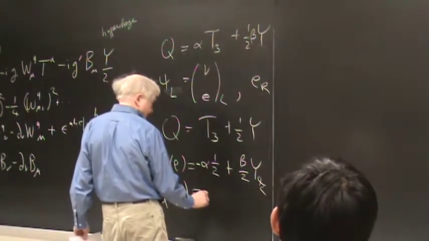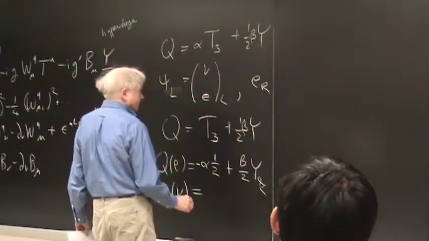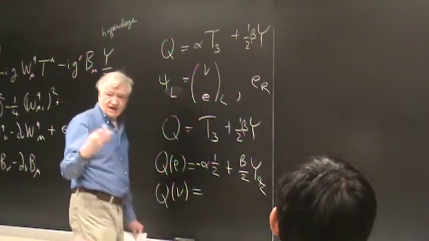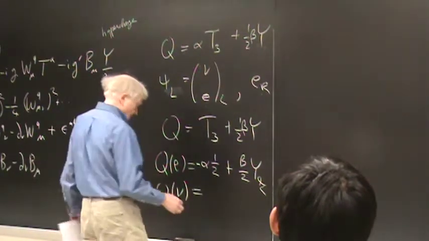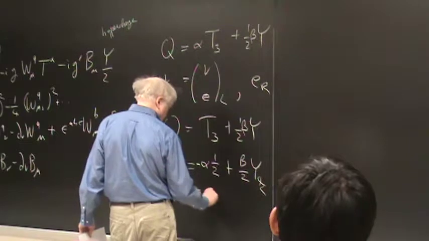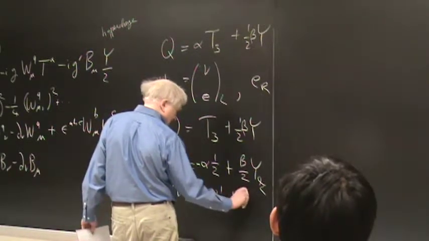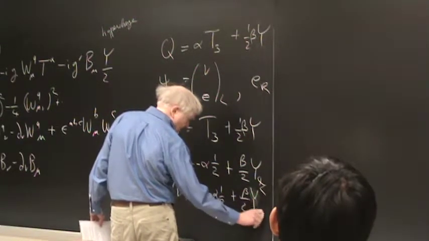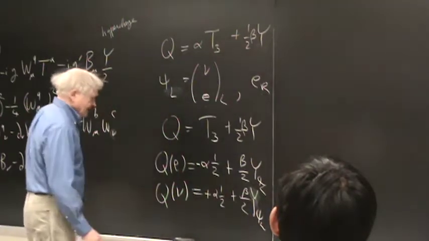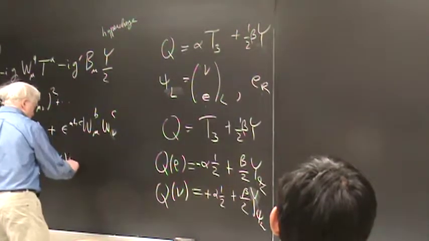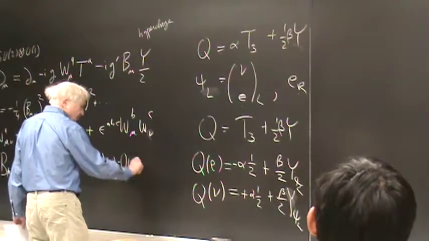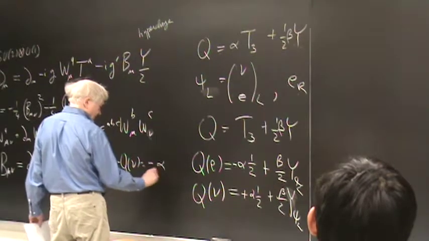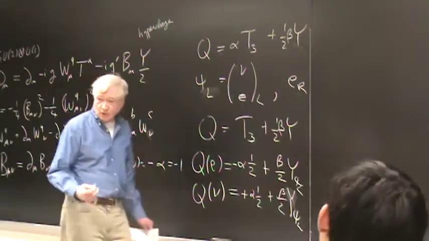So T3 is really 1/2 times the Pauli matrix 3, right? So that's where the 1/2 is coming from? Right. Yes, because this is a doublet, so this is 1/2 times the tau. All right. So this is plus alpha 1/2 plus theta over 2 y of psi sub L. Okay, and now we get QE minus Q nu is then minus alpha, and we want this to be minus 1. So we get alpha equal to 1.